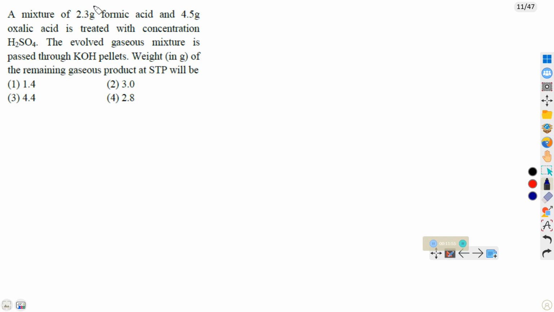A mixture of 2.3 grams of formic acid and 4.5 grams of oxalic acid is treated with concentrated H2SO4. The evolved gas mixture is passed through KOH pellets. What will be the weight of the remaining gaseous products at STP? Formic acid HCOOH is treated with concentrated H2SO4. What is the role of concentrated H2SO4? It acts as a dehydrating agent. Then it gives CO plus H2O.